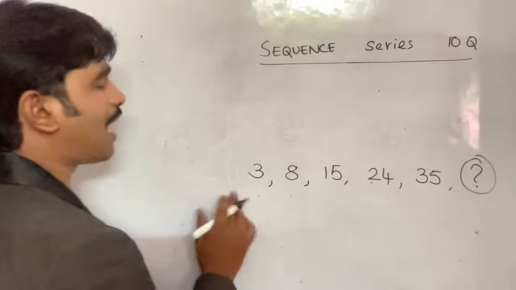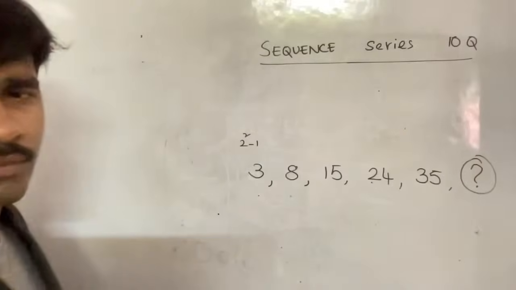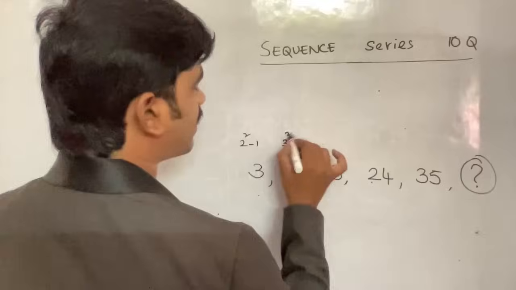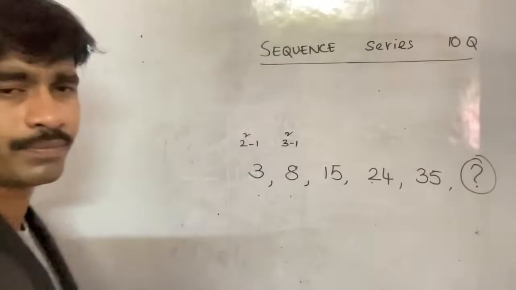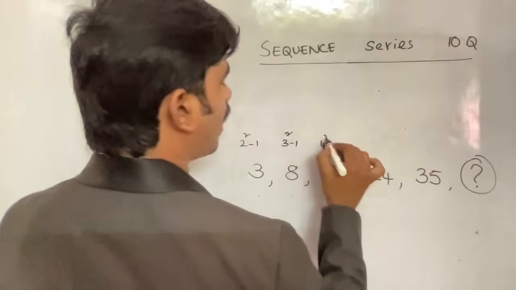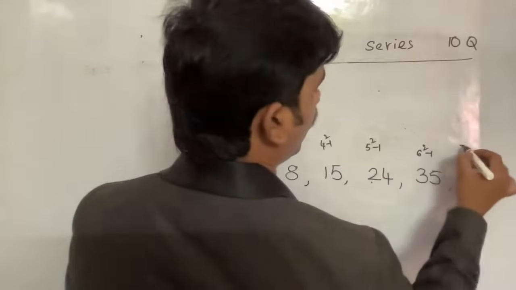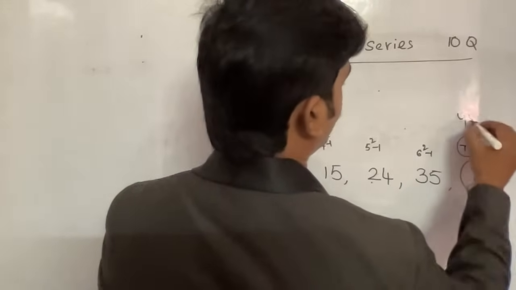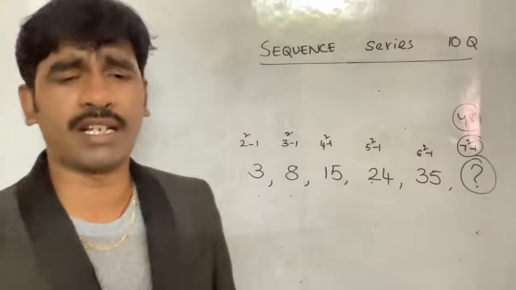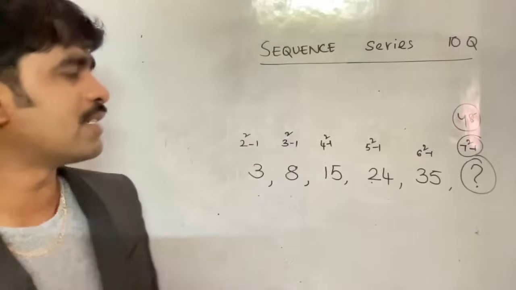If you can remember the patterns, you can observe this is 3. Can I write it as 2 square minus 1? What is 8? Can I write it as 3 square minus 1? And what is 15? Can I write it as 4 square minus 1? This is 5 square minus 1, 6 square minus 1. Answer must be 7 square minus 1. That's 40. This is a direct way of understanding the pattern. So like that, you can see sequence and series.